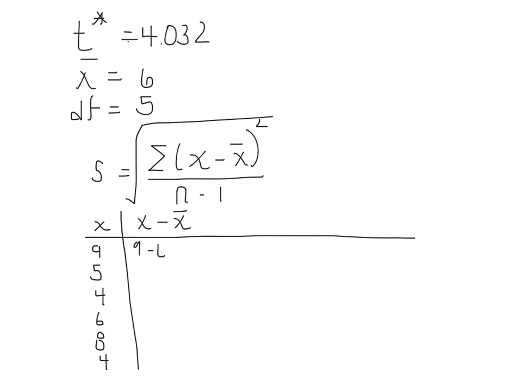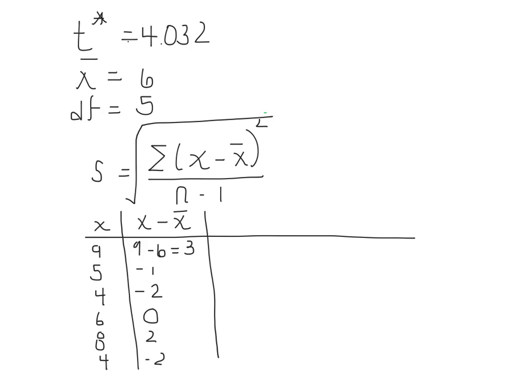9 minus 6 is 3. Our next value of x is 5. 5 minus 6 is negative 1. Then 4 minus 6 is negative 2. Then 6 minus 6 is 0. 8 minus 6 is 2. And 4 minus 6 is negative 2. We call those our deviations from the mean.